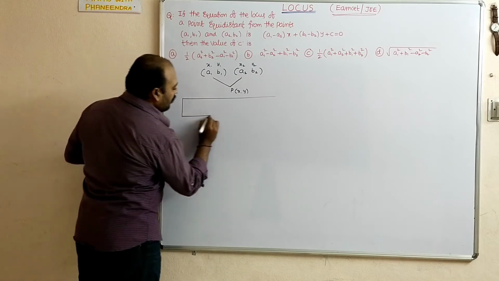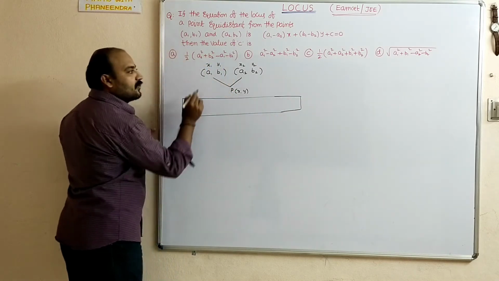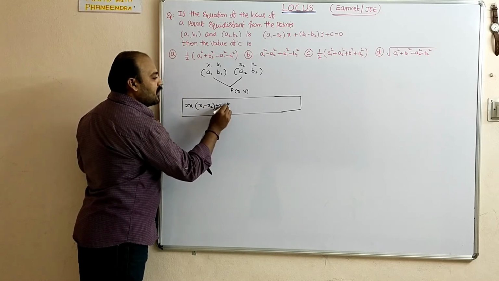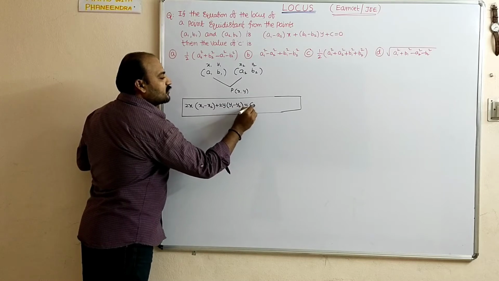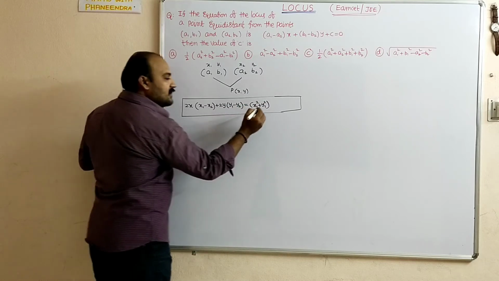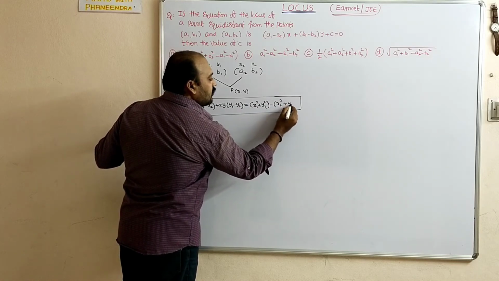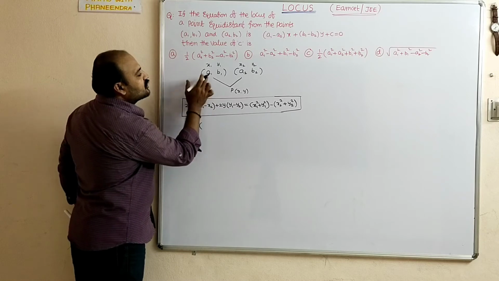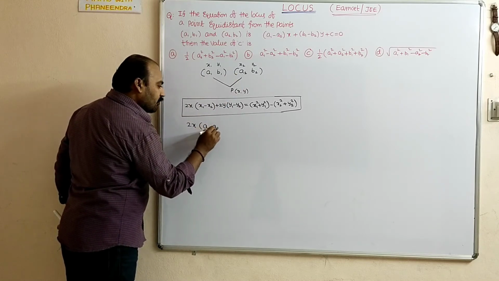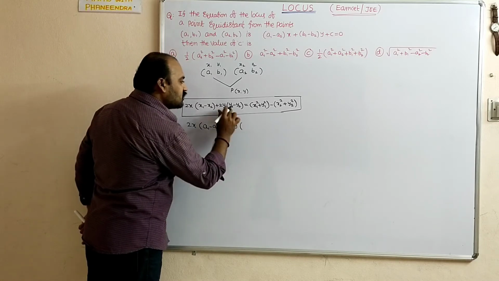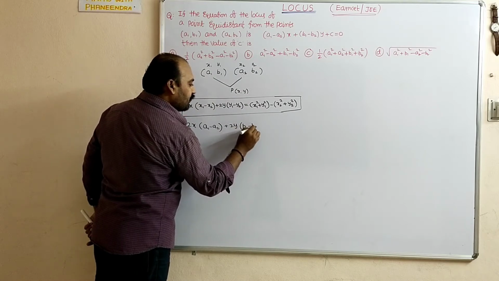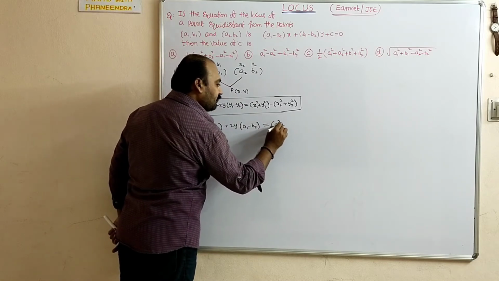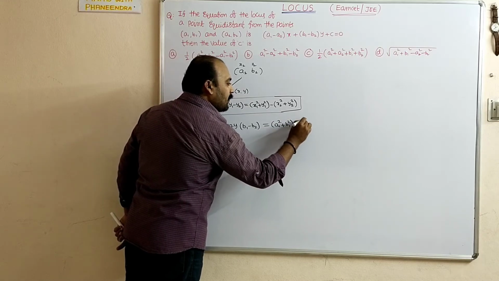The formula for the equation of the locus of point P, which is equidistant from the given two points, is 2x(x1 - x2) + 2y(y1 - y2) = (x1² + y1²) - (x2² + y2²). Now substitute the respective values here: 2x(a1 - a2) + 2y(b1 - b2) = (a1² + b1²) - (a2² + b2²).